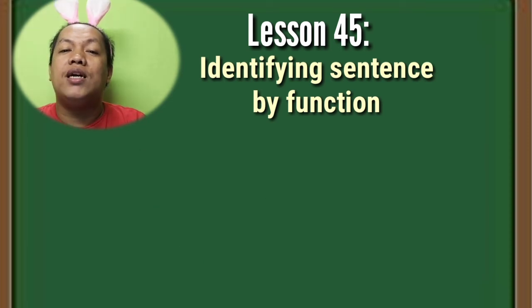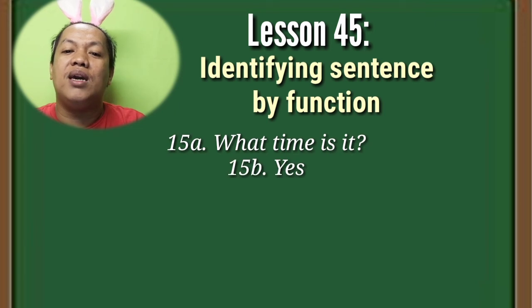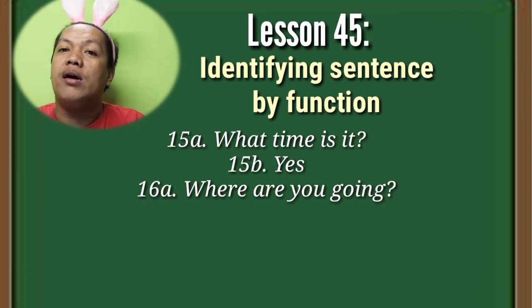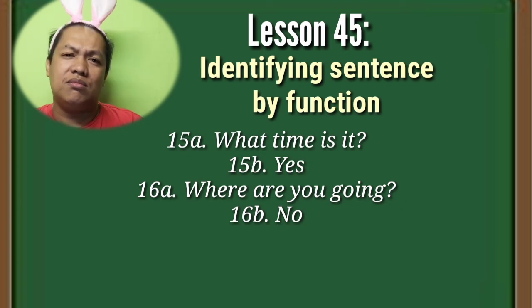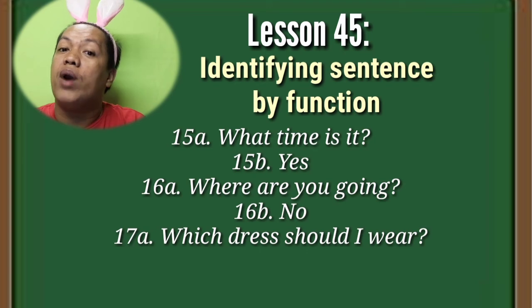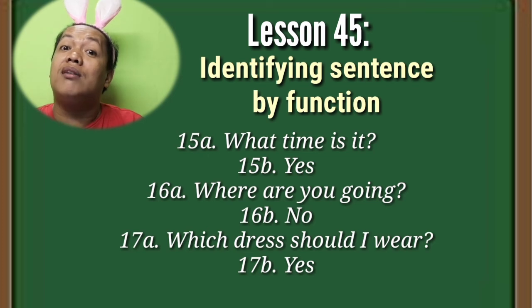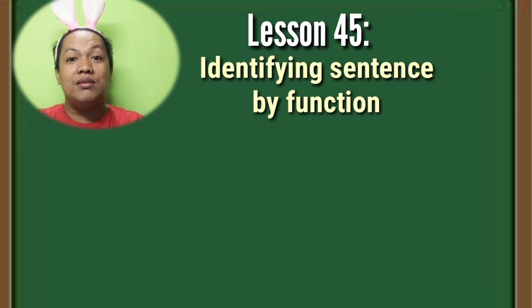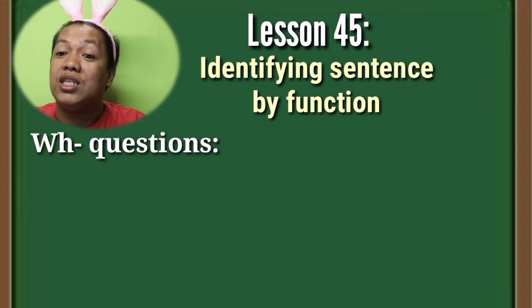Imagine the following bizarre dialogues. 15A. What time is it? Then you will answer 15B, yes. How bizarre. 16A. Where are you going? 16B, you will answer no. Bizarre part 2. 17A. Which dress should I wear? 17B, you will answer yes. Bizarre part 3. You get the point? Thank you.